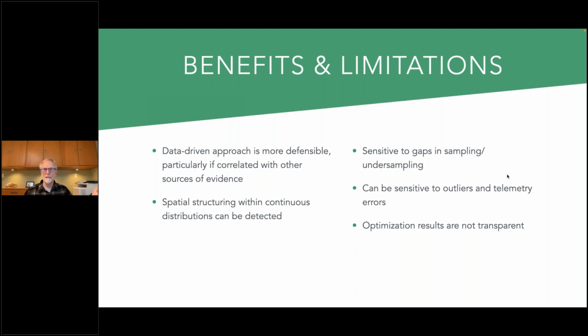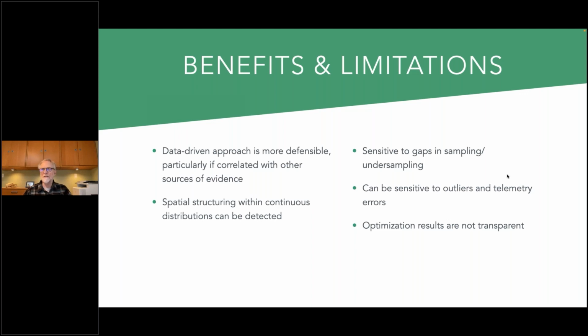But obviously the analysis also has some limitations. So first of all, there's going to be sensitivity to gaps in the sampling. So if we don't have any telemetry in a place where there's caribou, obviously that's going to show up as a hole, and that's going to affect how the distribution is being reflected. And so it's really important to have good sampling everywhere. And of course, we never have great sampling everywhere. So we always have to take that into consideration when we're doing this kind of analysis.